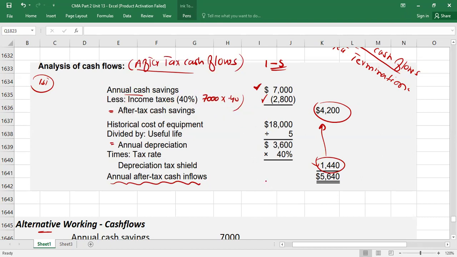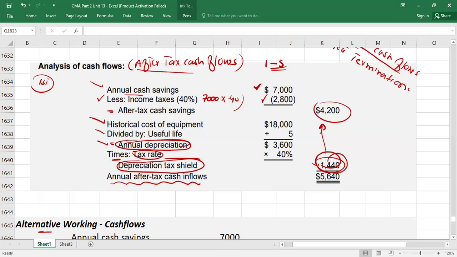Okay, guys. So what we have done, just look at it one more time. We wrote the annual cash saving, which was 7,000. Then we deducted tax of 40%, so you got the after tax cash saving. Then we need to get the depreciation tax shield. For that, first we need to calculate the amount of depreciation. How do you calculate it? We need historical cost divided by useful life. We got the depreciation. This depreciation per year should be multiplied with the tax rate. This will give you the depreciation tax shield, the tax saving on depreciation.